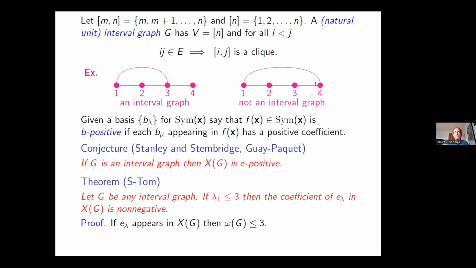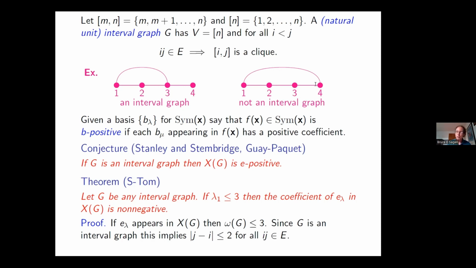From the alpha omega theorem, if e lambda appears, then omega of G is at most 3. Remember, omega is the clique number, that's the max. These are very restricted graphs. The biggest your clique can be is a triangle. Or if I translate this into interval graph terminology, if I've got an edge between i and j, the absolute value of the difference between i and j is at most 2.